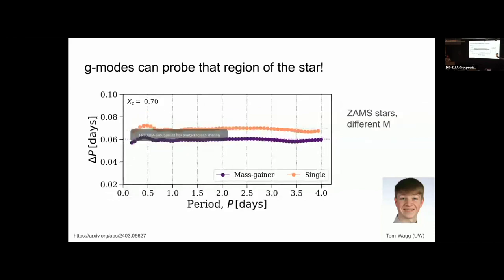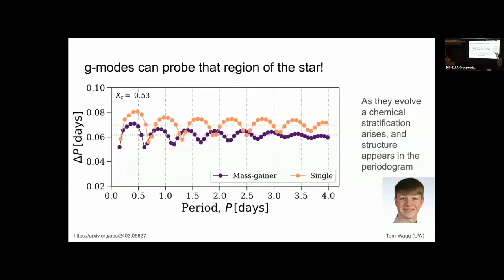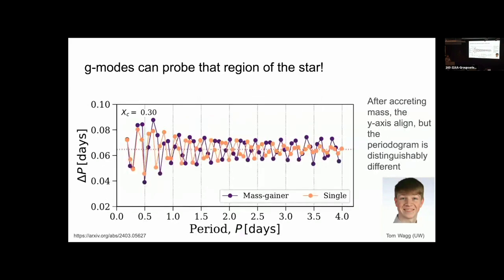So the star is fully homogeneous. Then as the stars evolve, you see structure appearing in these plots. This is the core forming, changing its composition and imprinting a structure here. But the curves are very different still because they're still different masses. And then I think at this point, instead, this is post-accretion.